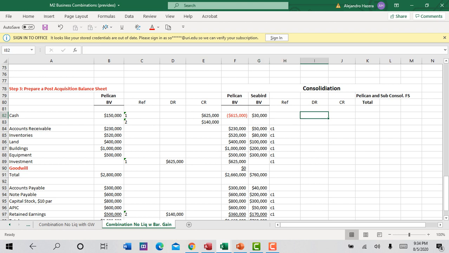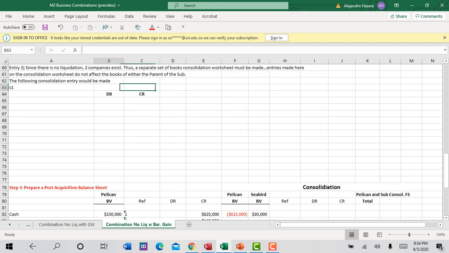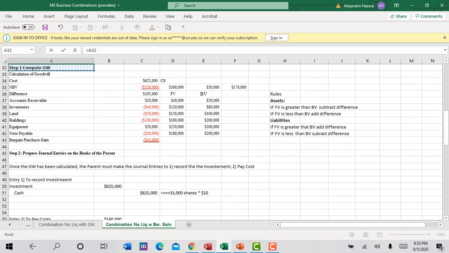And what we're going to do is combine them together. But we've got to make one adjustment. I call it C1, Consolidation 1, and I'm going to do it up here. I want to emphasize that these consolidation entries do not affect the books of either the parent or the sub. The consolidation entries are based totally on the goodwill calculation. And what you're going to do is eliminate the 625 or 74, whatever.